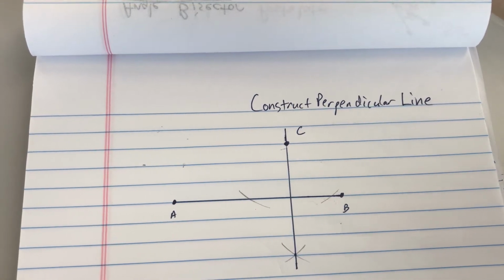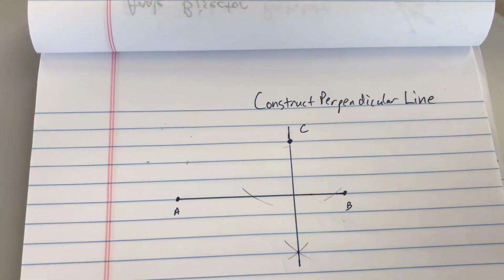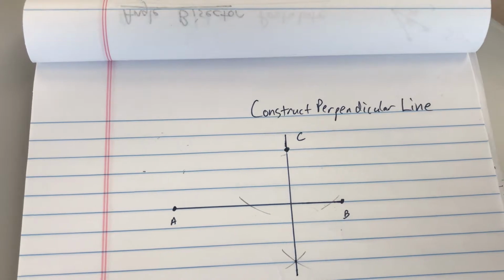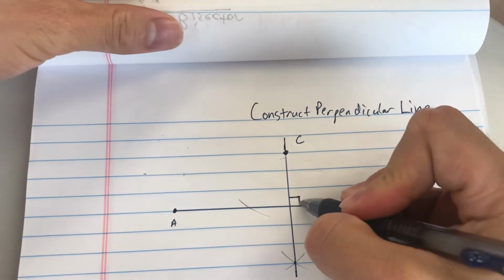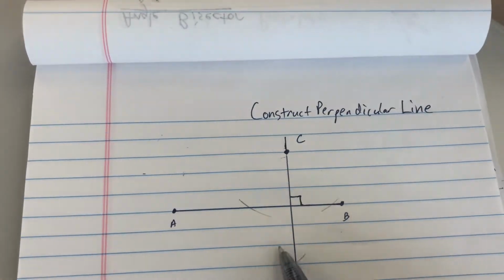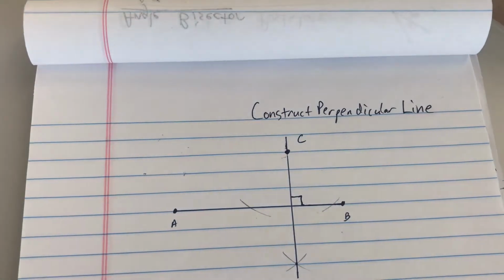Alright, boys and girls, we are going to be learning how to construct a perpendicular line. So keep in mind, perpendicular means it's perfectly 90 degrees, like this. And so these two lines, I know 100% for sure, are perfectly 90 degrees.